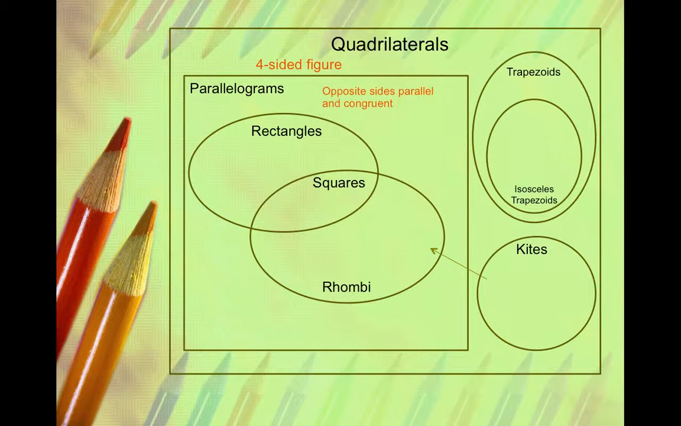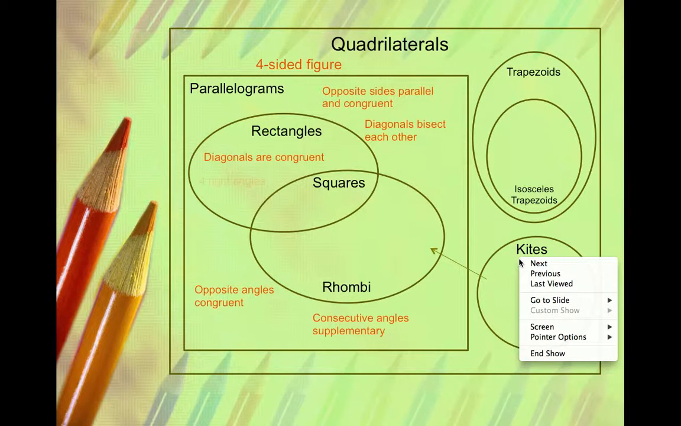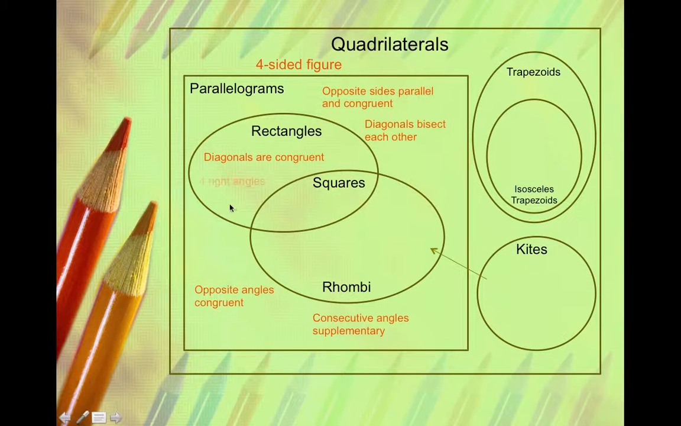Parallelograms have opposite sides parallel and congruent. Diagonals bisect each other. Opposite angles are congruent. Consecutive angles are supplementary or add up to 180. Rectangles have diagonals that are congruent. They have four right angles. Rhombus have four congruent sides. Rhombus have diagonals that bisect the opposite angles. Diagonals are perpendicular.